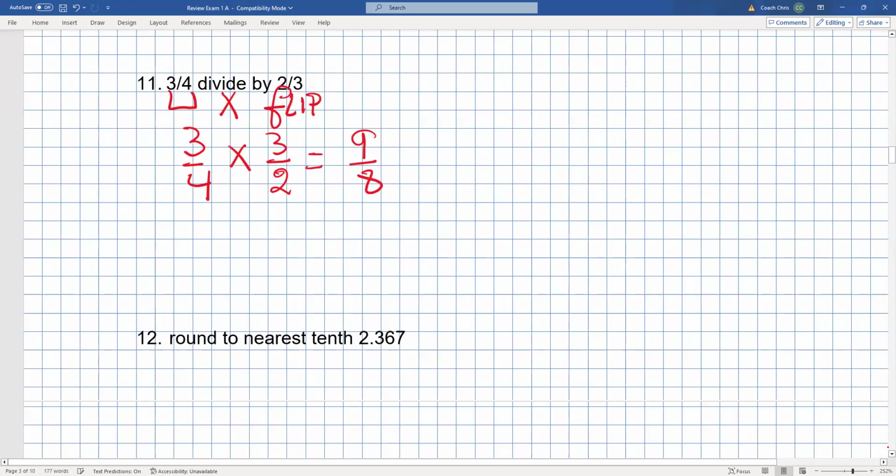All right, you don't leave it like this. You convert that to a mixed number. Then I'm going to have a 1 right there.